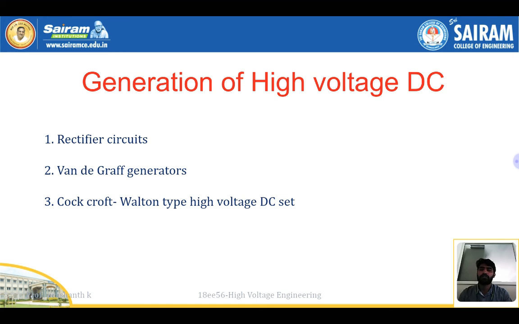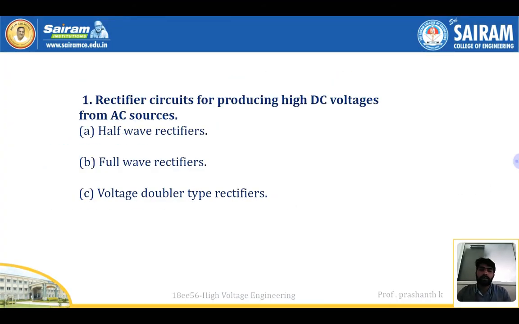Rectifier circuits are used to generate high voltage DC, as in the Van de Graaff generator and the Cockcroft-Walton type high voltage DC set. So, rectifier circuits for producing high DC voltage from AC sources: one is the half wave rectifier, another the full wave rectifier, and the voltage doubler type rectifier. Half wave rectifier, all of us know, right? The negative half cycle will be clipped off, it gives only half of the cycle, and the other half cycle is clipped.